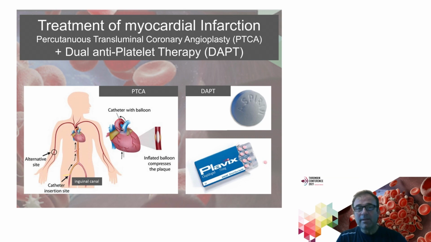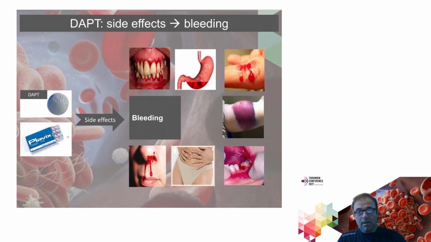And this dual antiplatelet therapy will prevent, if adequately dosed, a secondary thrombosis event. The problem, however, is that if your dose is too high, then you can also induce a bleeding risk. So it's always important to find a balance between preventing thrombosis and avoiding bleeding complications. And the bleeding complications are exactly the same as platelet function defects, as described previously.